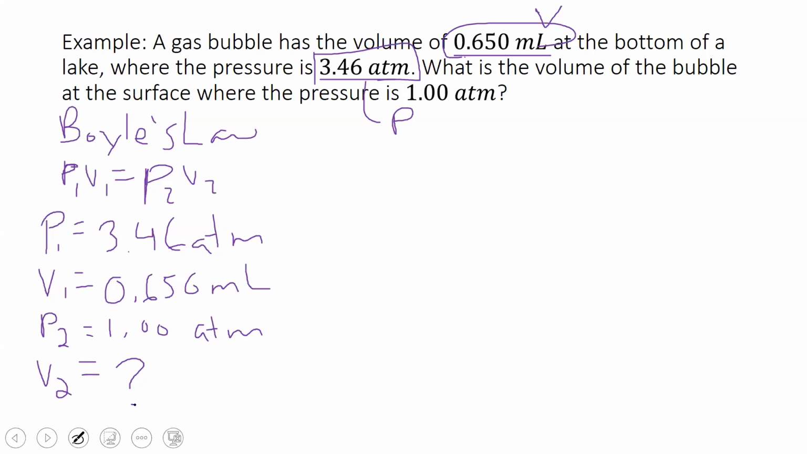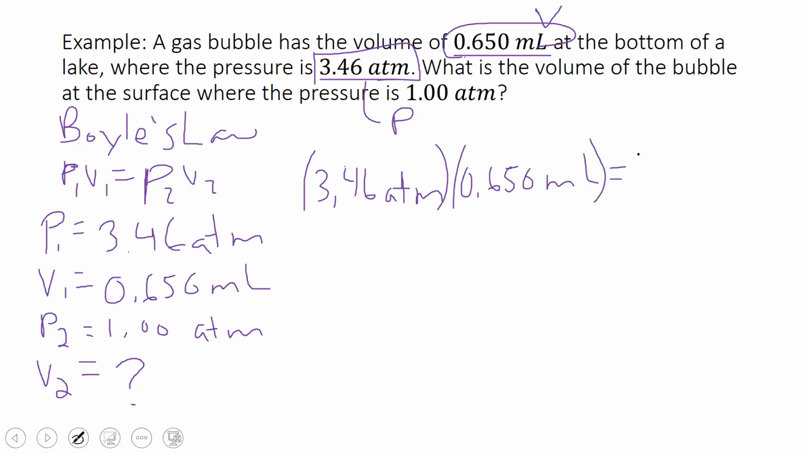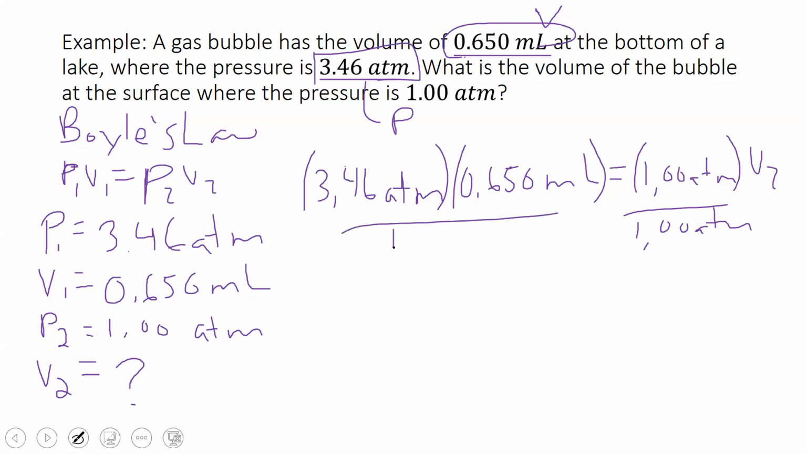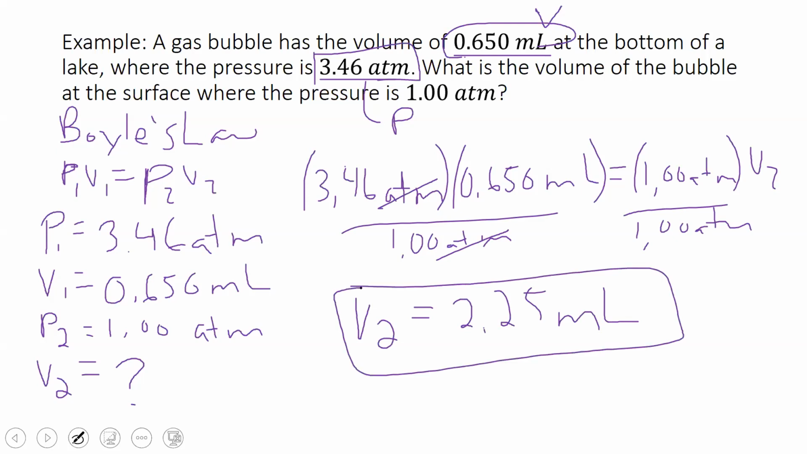What we're going to do is put what we know into that equation. So P1, 3.46 atmospheres, times V1, 0.650 milliliters, is equal to P2, 1.00 atmospheres, times V2. Divide by 1 atmosphere. The units are going to cancel here. And so now you can figure V2 will be 2.25 milliliters. That relationship is useful any time you're dealing with just pressure and volume only.